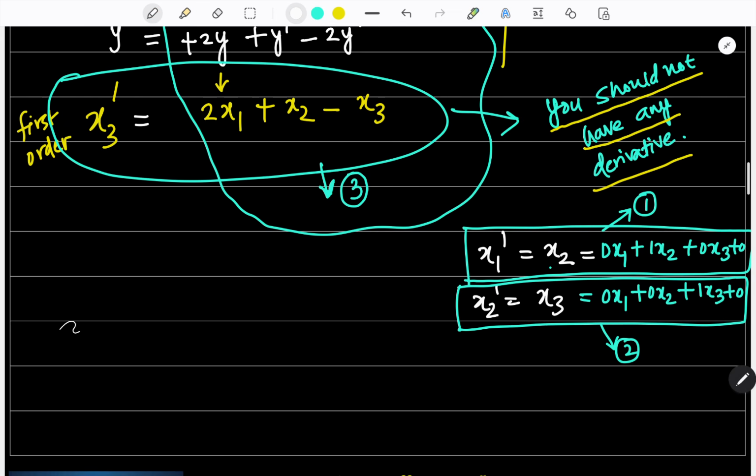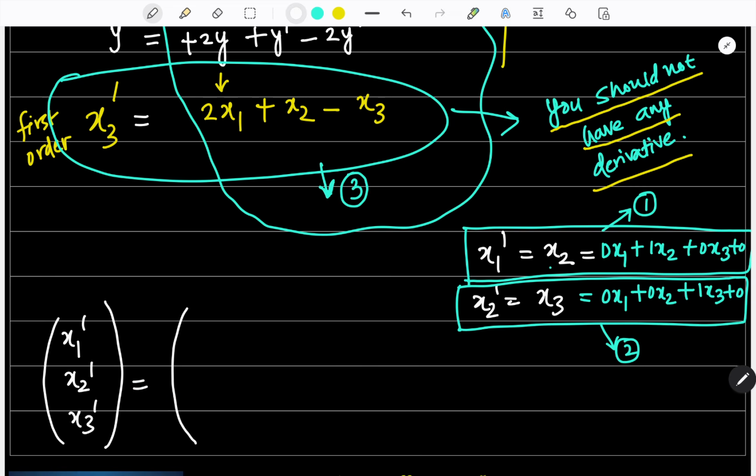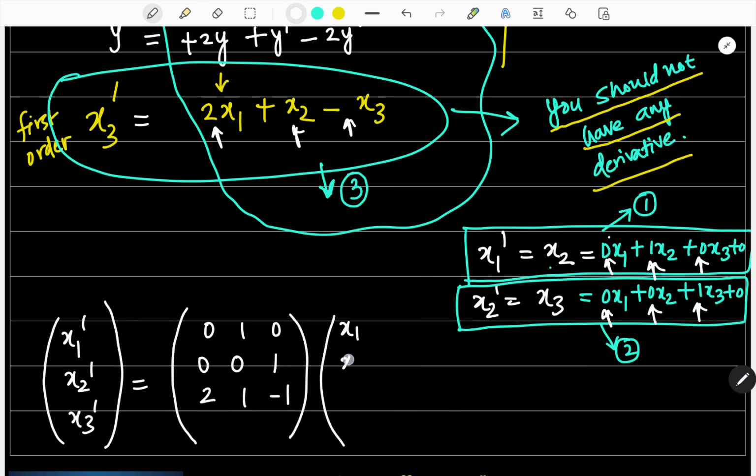Let's start. Nice. So we have x1 dash, x2 dash, x3 dash of t, you can say. This equals, we have a 3 by 3 matrix. Start from here. 0, 1, 0, 0, 0, 1. And then here you start. 2, 1, minus 1. 0, 1, 0. 0, 0, 1, right? After that, you have 3 variables with a column matrix. And then plus your extra term.